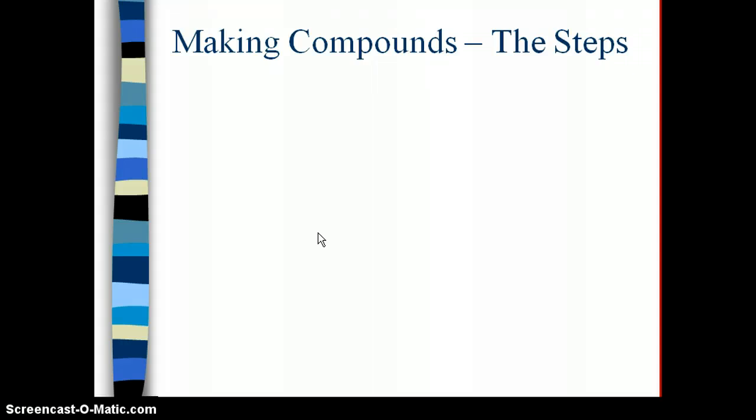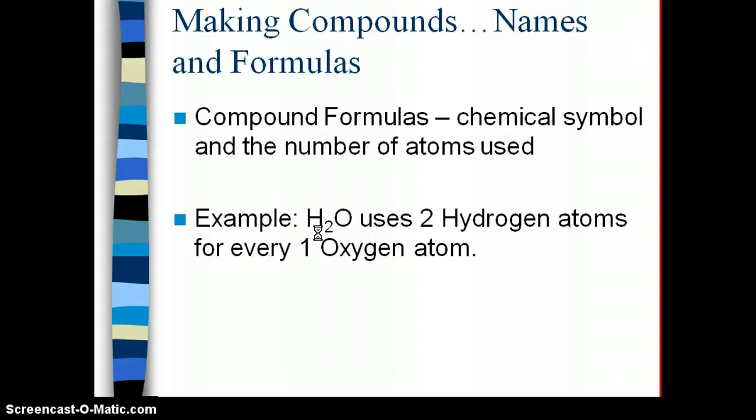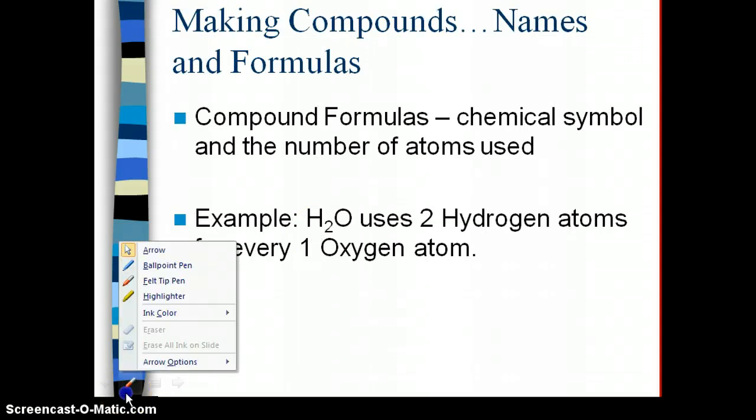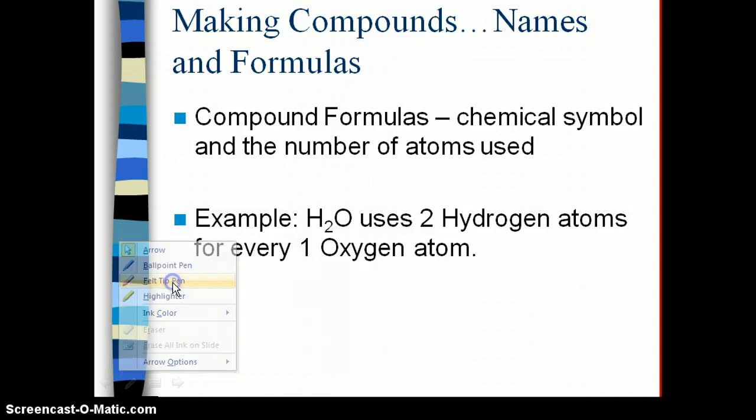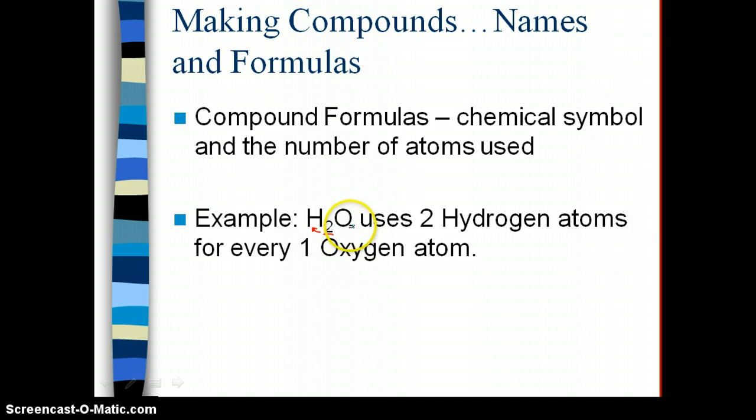Sorry about that, let me go back. It has 2 hydrogens for every 1 oxygen. So this 2 relates to the element that comes before it, and there's only 1 oxygen. We don't have to write a 1 here because we assume that there's 1 because we have the element symbol written. So 2 hydrogen atoms for every 1 oxygen atom.